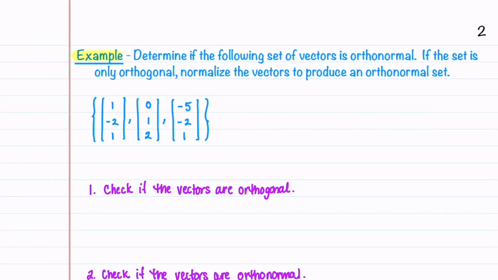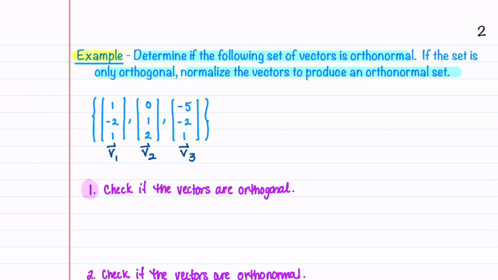Let's look at an example where we're going to determine if the following set of vectors is orthonormal. If the set is only orthogonal, we're going to normalize the vectors to produce an orthonormal set of vectors. Whenever you do a problem like this, you want to begin by labeling your vectors. And I'm going to label these vectors v1, v2, and v3.